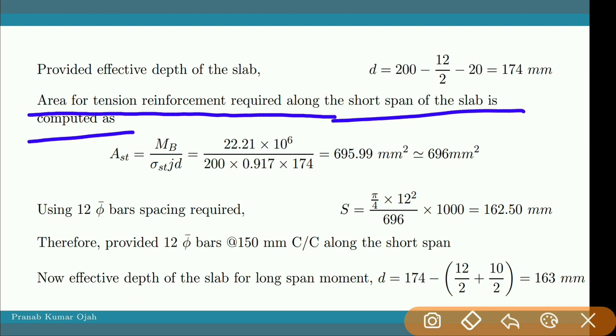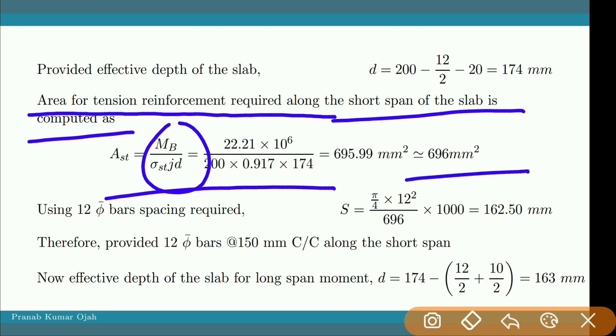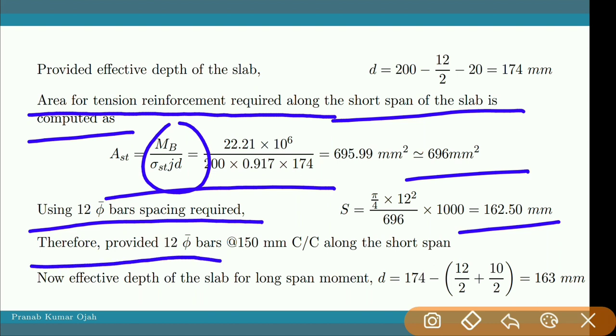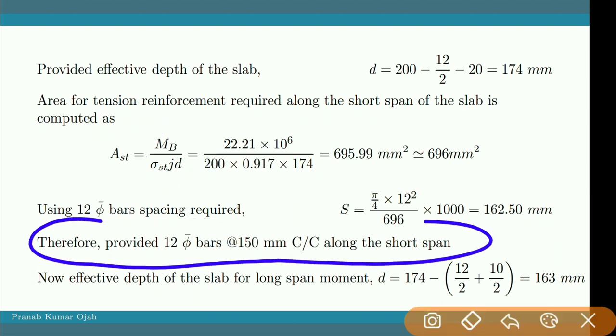Next, I will calculate the area of tension reinforcement required along the short span of the slab, computed as area of steel equals MB divided by sigma ST ZD. MB we know, and sigma ST, Z, D, all these values we have already calculated. So AST comes out as 696 mm². Using 12 tor bars, how much spacing is required? 162.5 mm. Therefore, we have provided 12 tor bars at 150 mm center to center along the short span. This reinforcement I will provide along the short span to satisfy the moment MB.